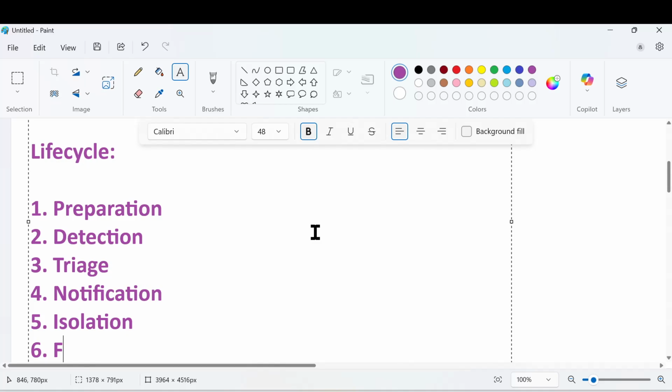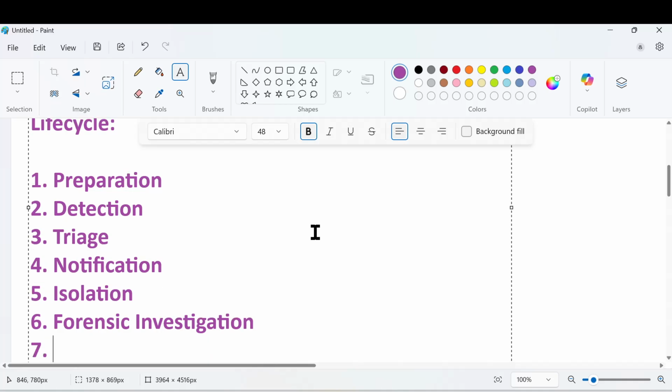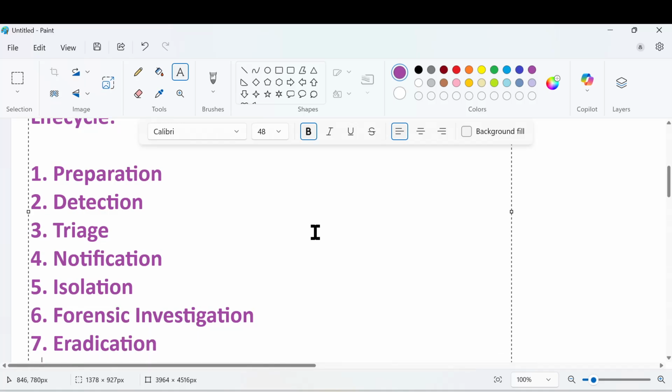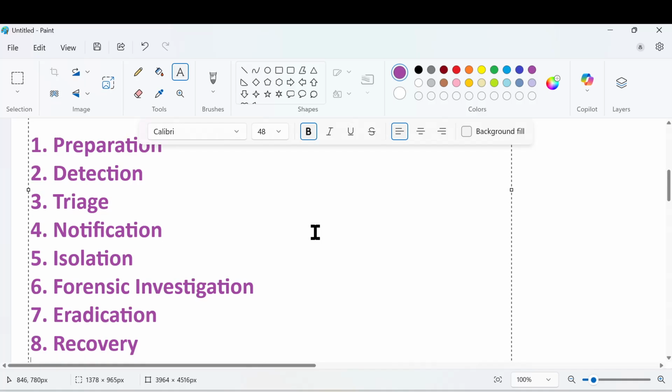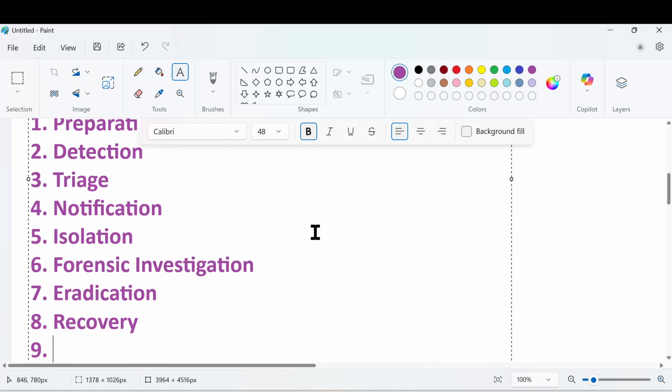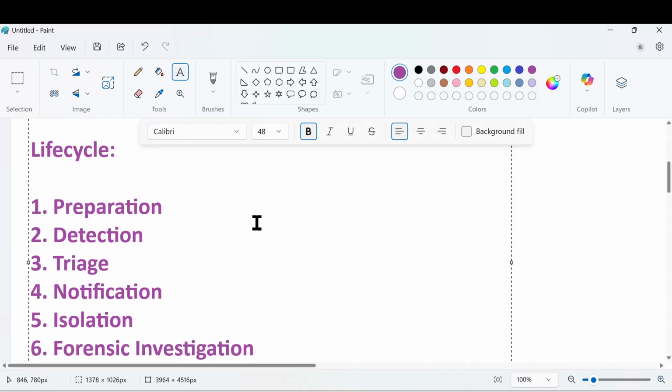Then, afterwards, we are having the forensic investigation. Then, next, we got your eradication, or we can say remediation. Then afterwards, we are having the recovery. In the very last, we got the ninth step as the post-incident activity. So talking about the very first step, we got the preparation.